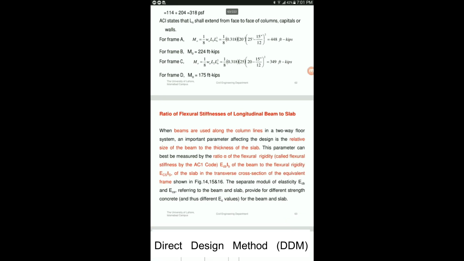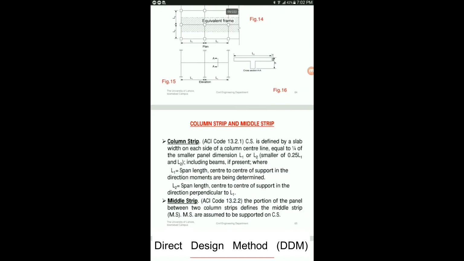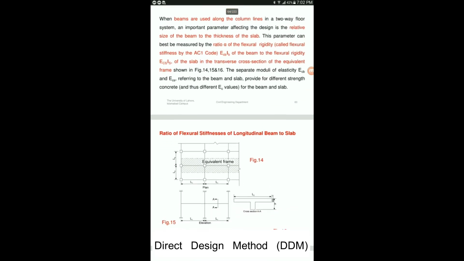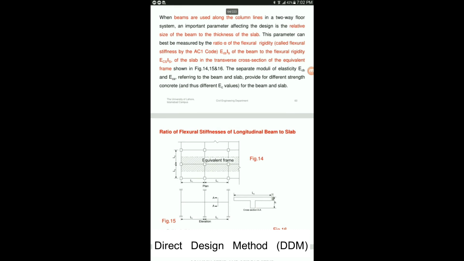The next step is to calculate the ratio of flexural stiffness of longitudinal beams to slab. The term flexural stiffness is basically the product of modulus of elasticity and moment of inertia. So we have to calculate the ratio of this EI of beam to EI of slab. For this we need the moment of inertia of beams and moment of inertia of slabs.